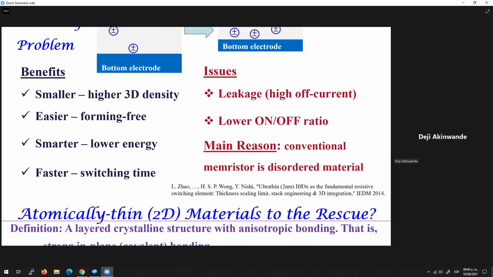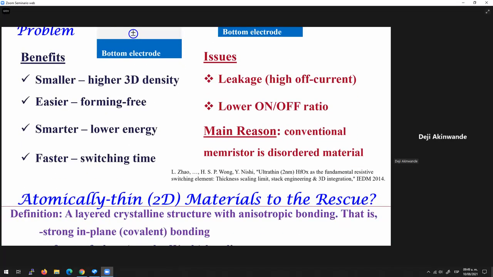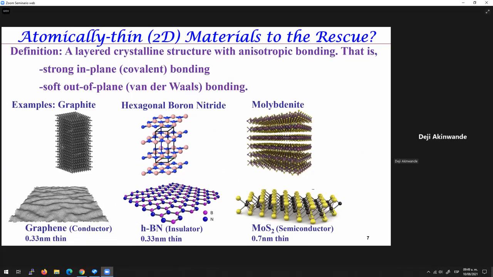So I began to consider this a couple of years ago, and it dawned on me that maybe two-dimensional materials could rescue this problem. Just like two-dimensional materials are proving to be useful in solving some of the dimensional scaling problems in transistor devices, I thought they may also help address this issue of leakage currents in emergent memory.